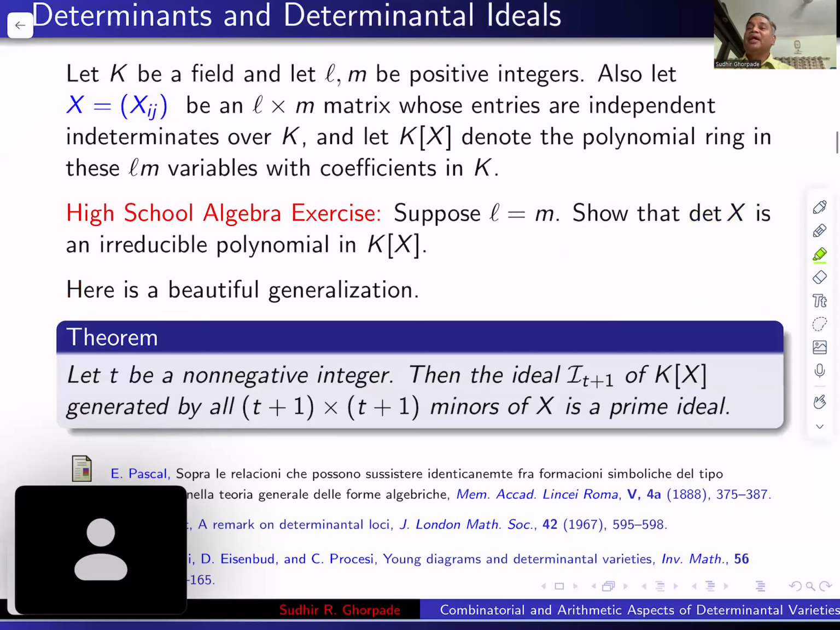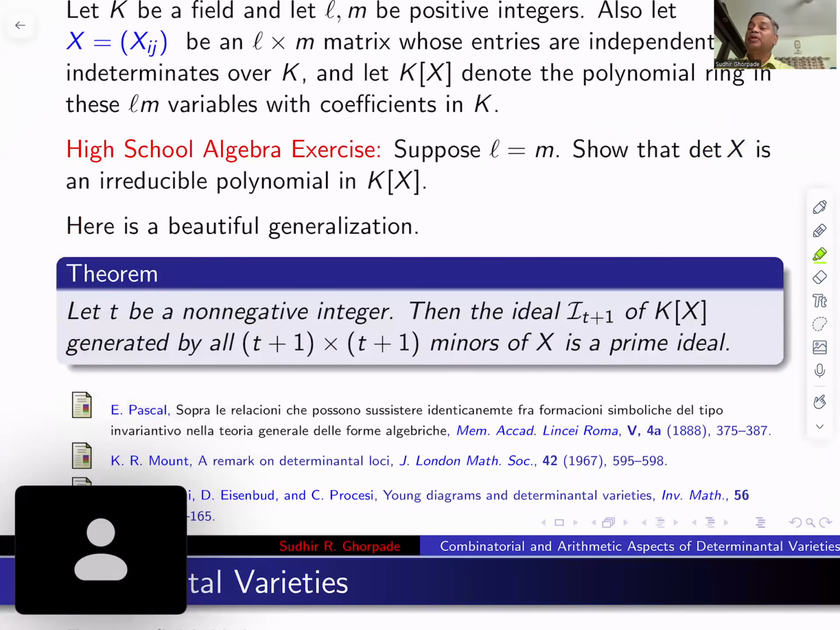You look at the L cross M matrix now. No longer do I have a square matrix, and fix a non-negative integer t, and look at all (t+1) cross (t+1) minors of this matrix X. So this is X. Then these minors will generate a certain ideal of the corresponding polynomial ring K[X]. I will denote this ideal by I_{t+1}.